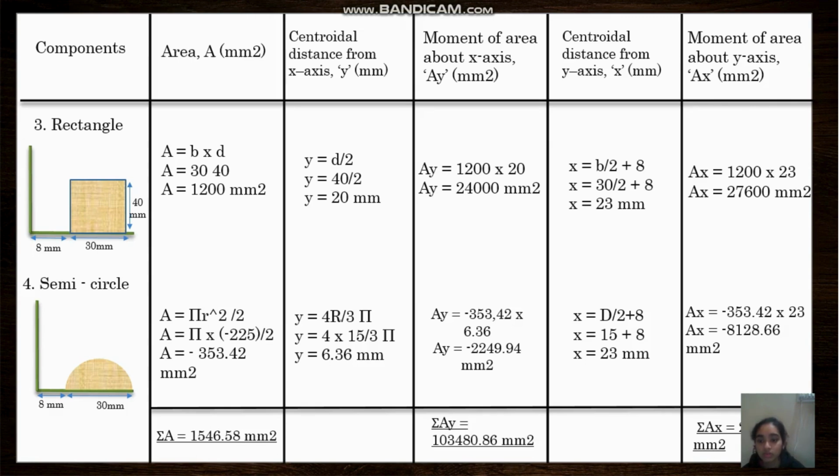So the summation of area is 1546.58 millimeter square. Summation of moment of area about x-axis is 1,03,480.86 millimeter square. Summation of AX is 25,082.14 millimeter square.